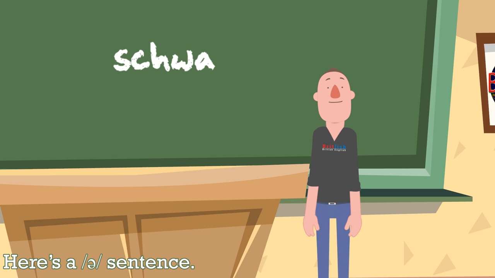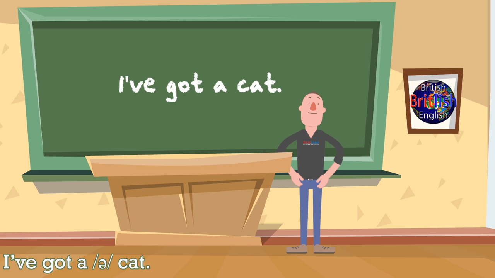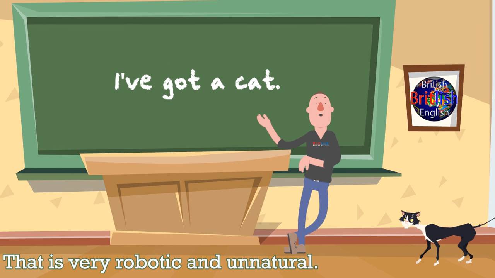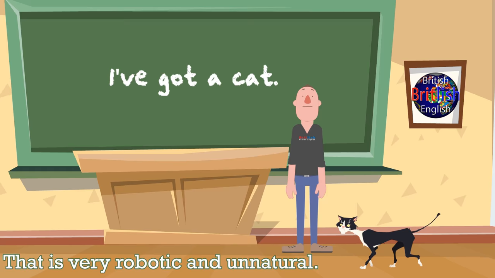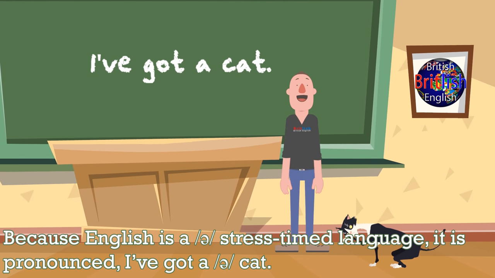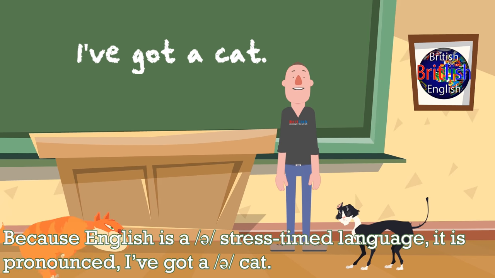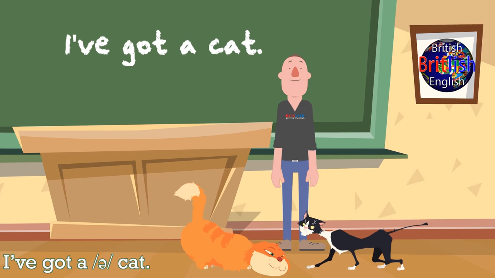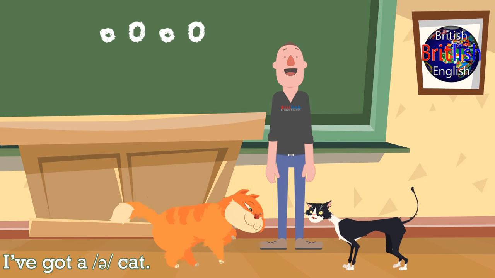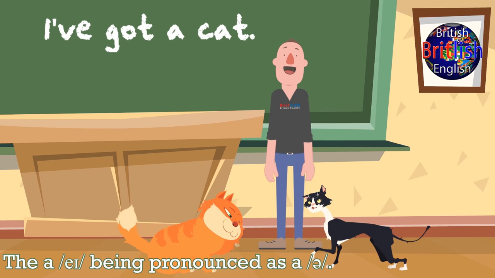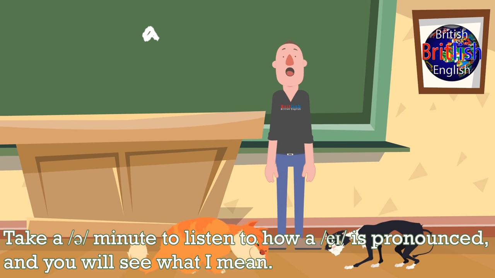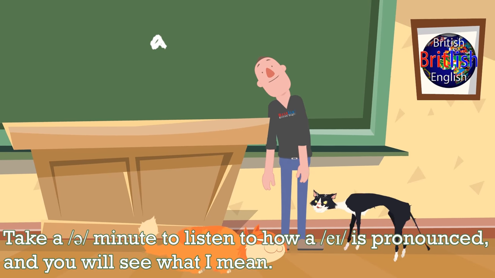Here's a sentence. I've got a cat. It's not pronounced as I have got a cat. That's very robotic and unnatural. Because English is a stress-timed language, it's pronounced as I've got a cat. I've got a cat. Bum, bum, bum, bum. The A being pronounced as a schwa. Take a minute to listen to how A is pronounced and you'll see what I mean.